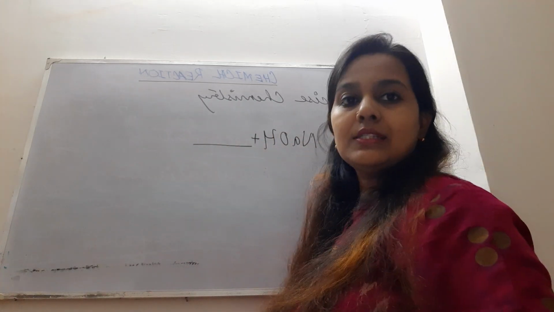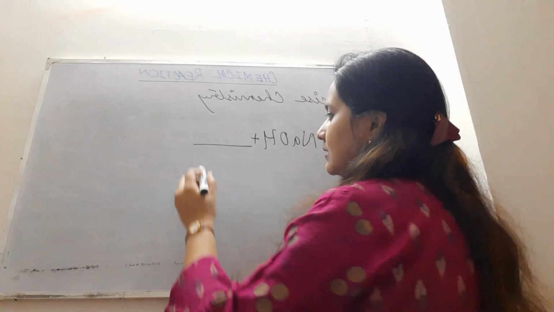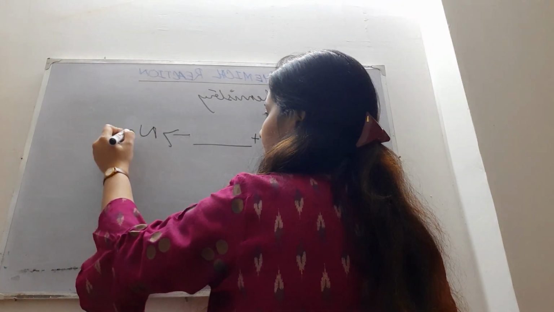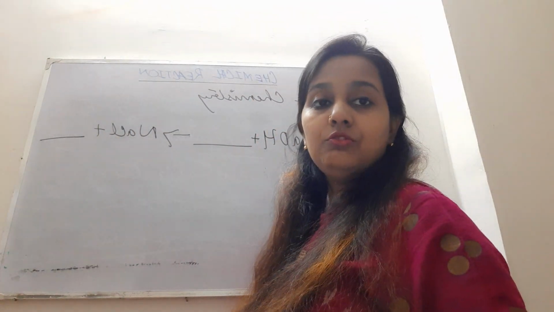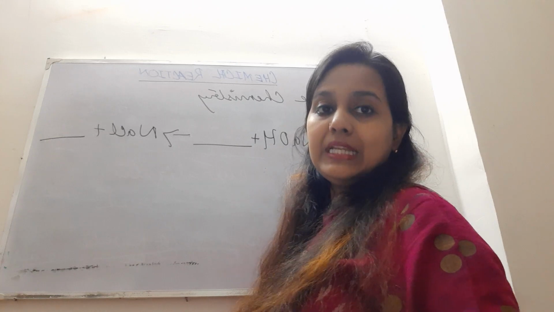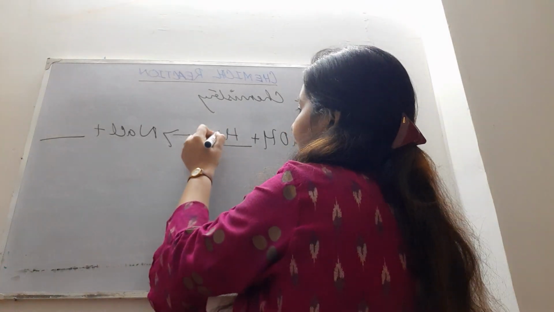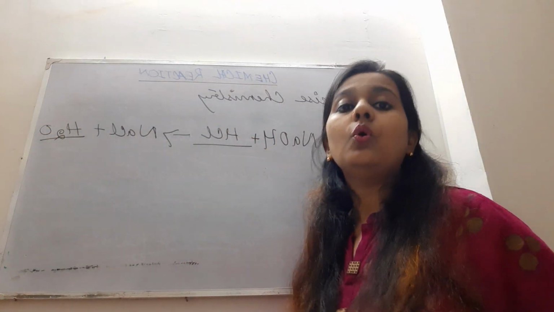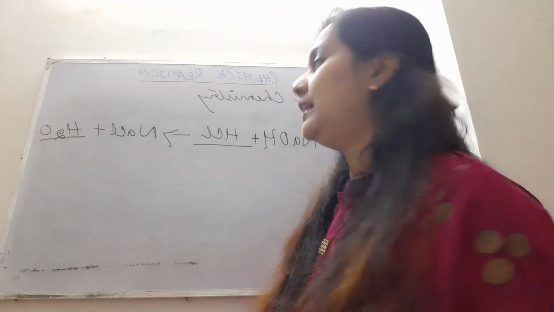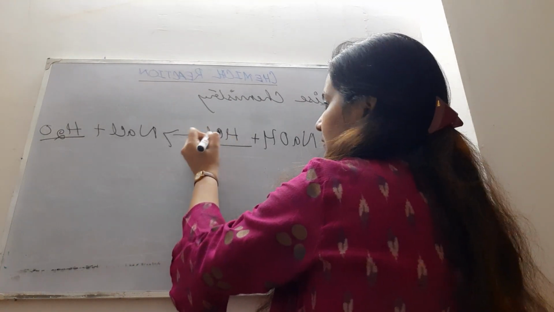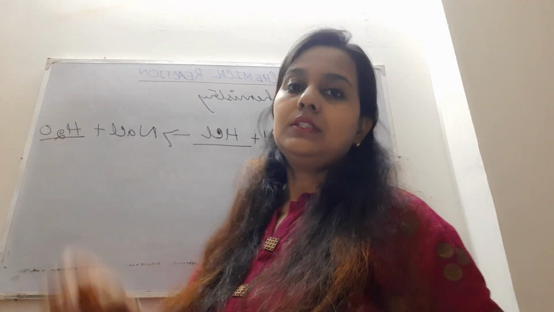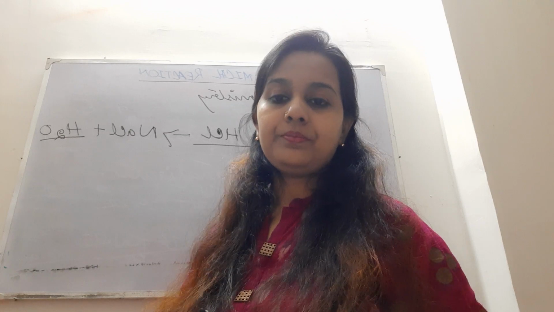NaOH plus dash gives us NaCl plus dash. So NaOH plus, we have to add something to provide us with NaCl. So over here I will add HCl, and in the product we will get NaCl plus H2O. HCl, and the product is water, that is H2O.